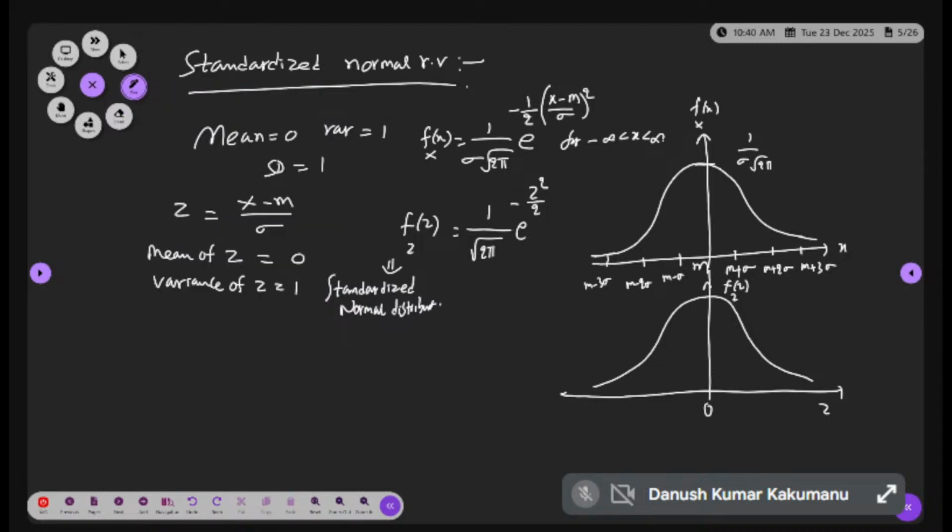Yes. You observe here m plus sigma. This is m plus 2 sigma. M plus 3 sigma. These values. Right. What is this value? Can you guess? This value is what? M plus sigma.